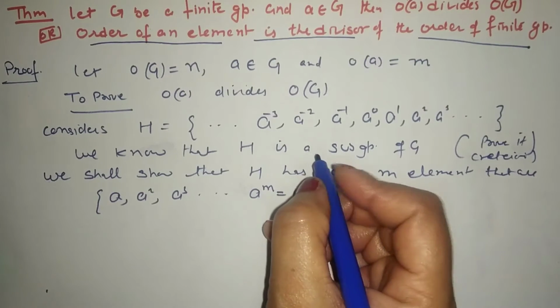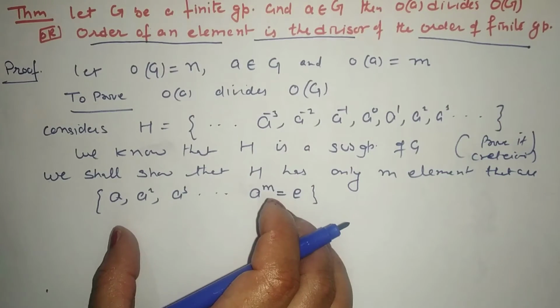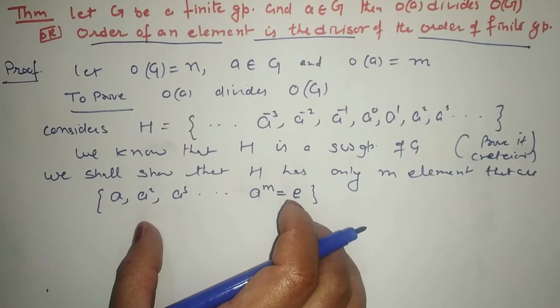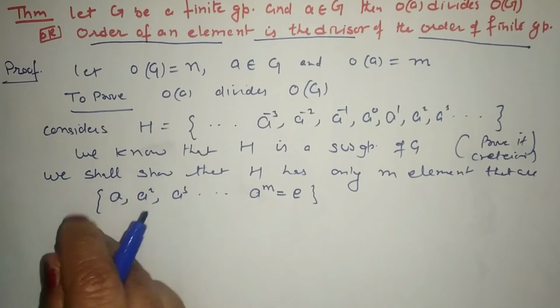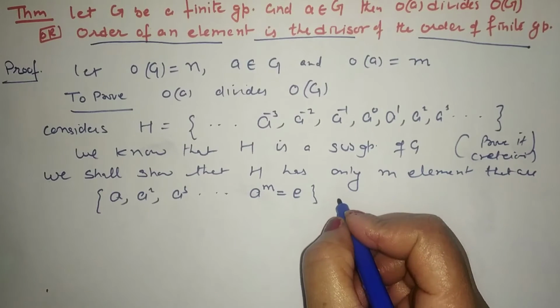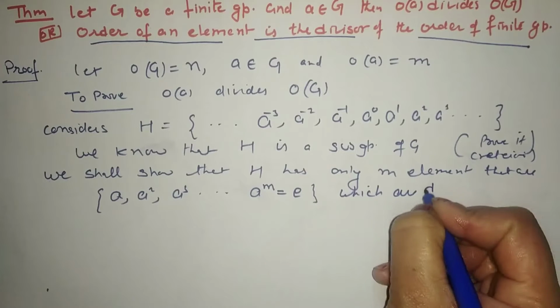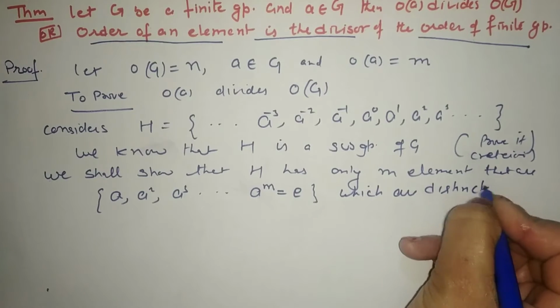So here we have this set. We have to show that this is equal to nothing but all these powers. So first we will show that these powers are different, only m elements, that are these, which are distinct elements.